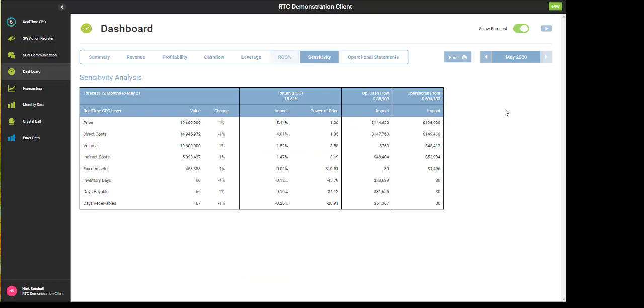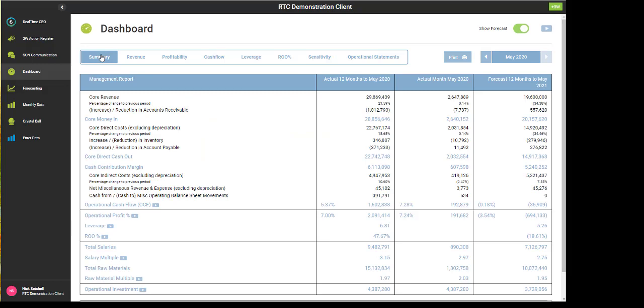The software also on a monthly basis calculates sensitivity analysis, which is telling the leadership team what a 1% change to each lever in isolation would do to the business's return, cash flow and profit.